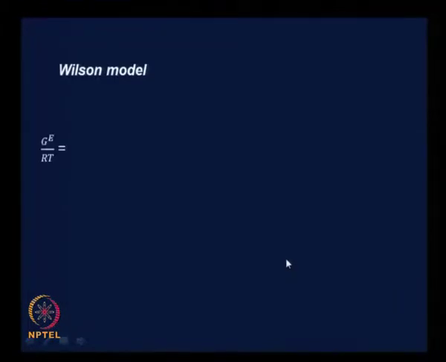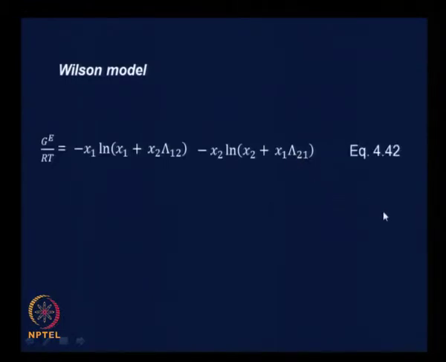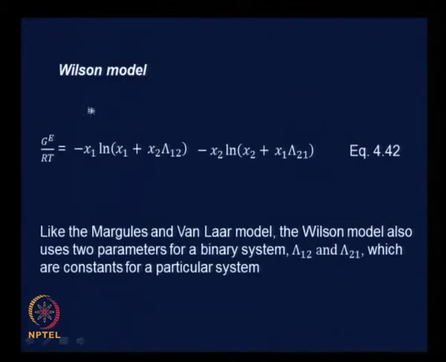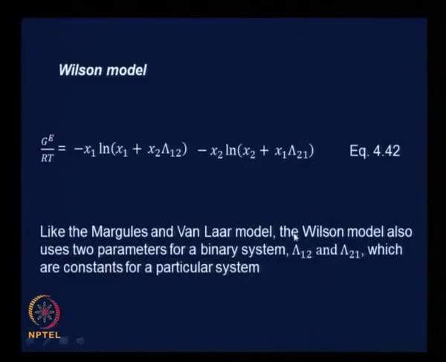The Wilson model says that GE by RT, it has to be a model for GE by RT, equals minus x1 times ln of (x1 plus x2 times gamma 12) minus x2 times ln of (x2 plus x1 times gamma 21). And we call this equation 442. This is the model. Gamma 12 and gamma 21 are the constants, the Wilson constants for a particular system.